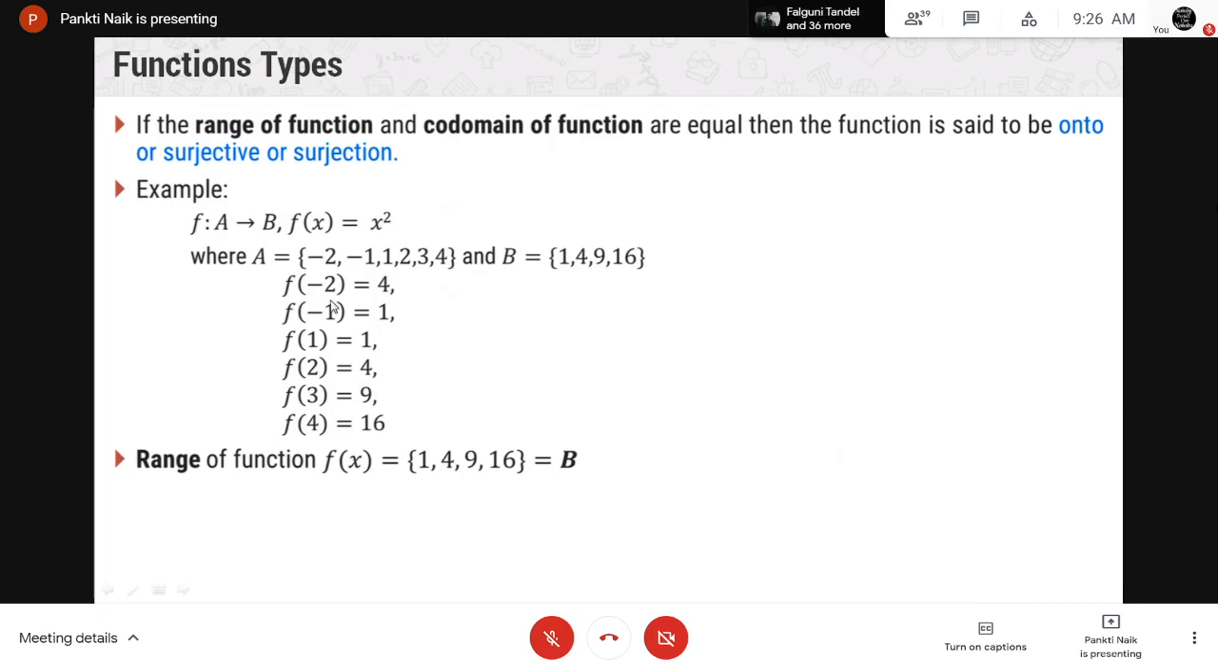So we have the input -2, -1, 1, 2, 3, 4. And what are the coordinates of it? 1, 4, 9, 16. So the answers will come from this, and what is its range, f(x)? The range will be 1, 4, 9 and 16. So that is equal to B.